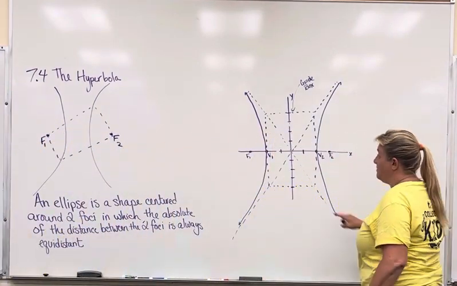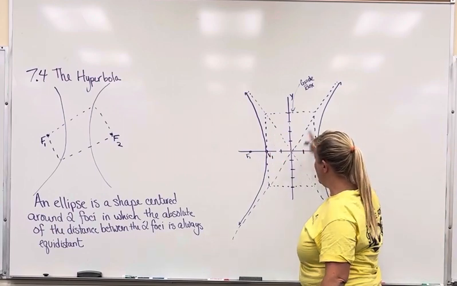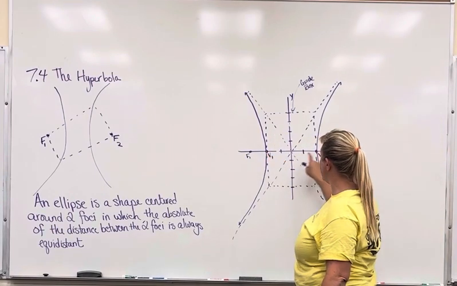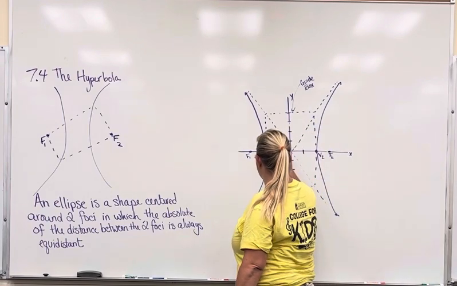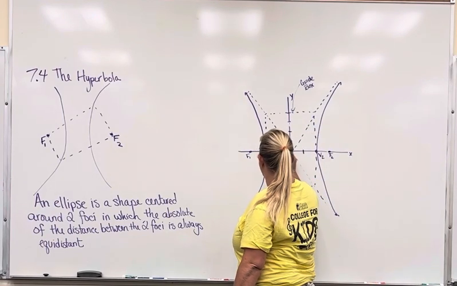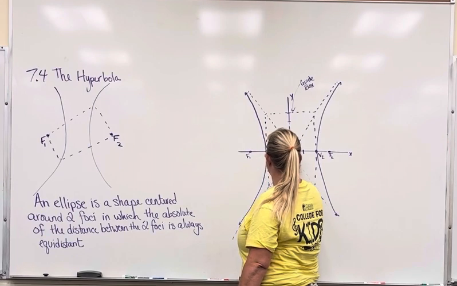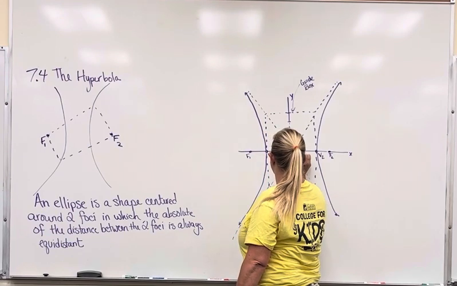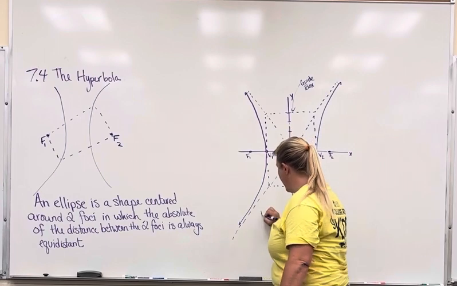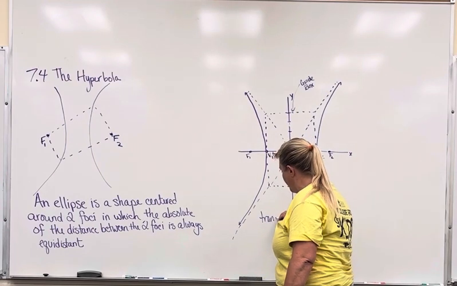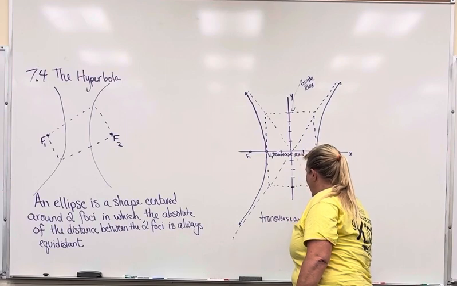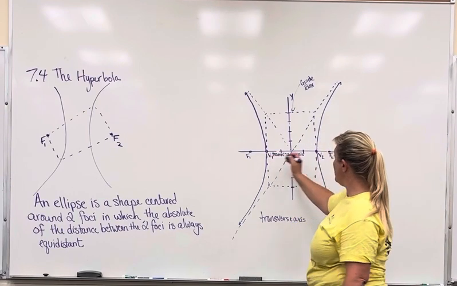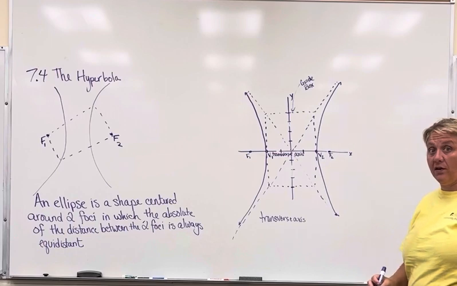Okay. Now, we've got this rectangle here, and we've got from this vertex to this vertex. This is called the transverse axis. I'll write it again down here, transverse. And the transverse axis is the axis that goes from one vertex to the other vertex.